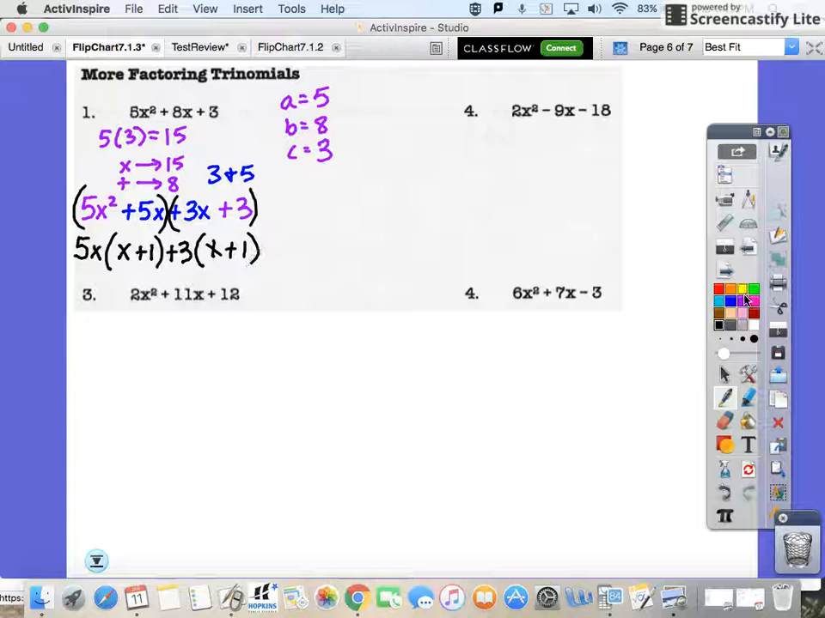So these two match, which means we're in good shape. These two are going to get their own set of parentheses. So we'll have 5x plus 3 times x plus 1.